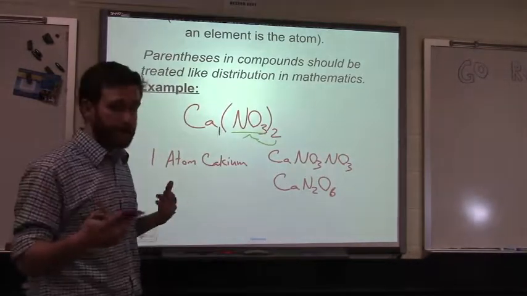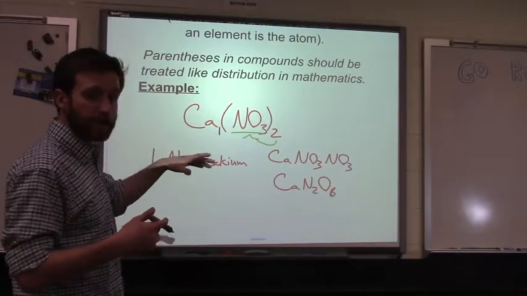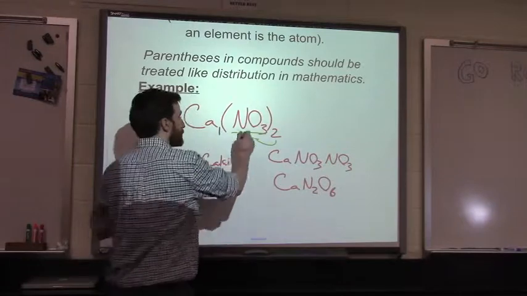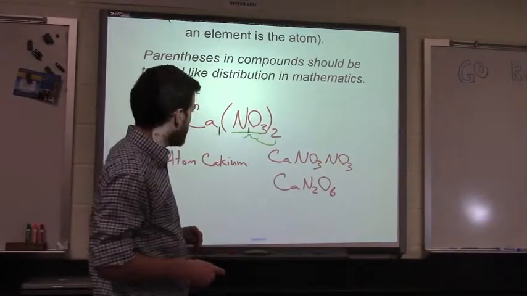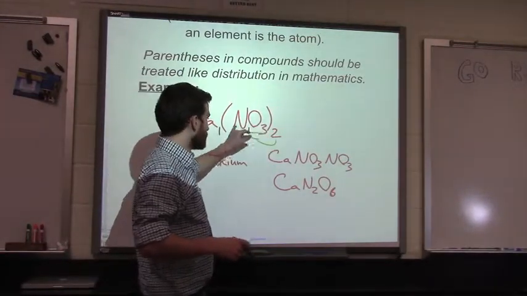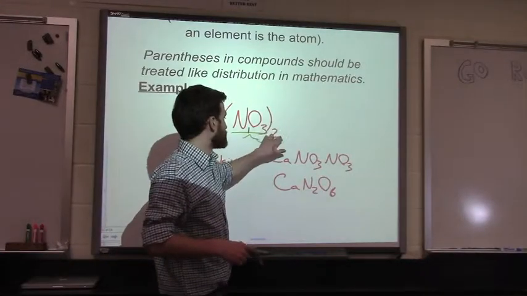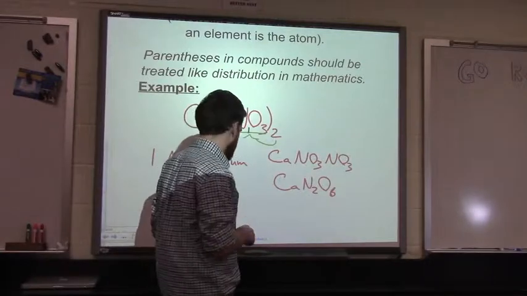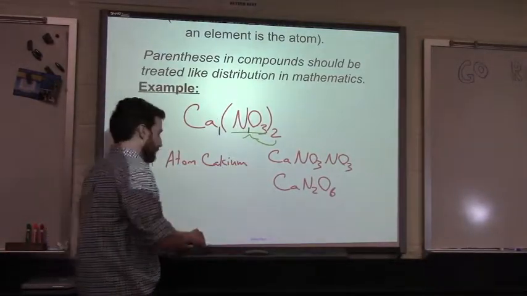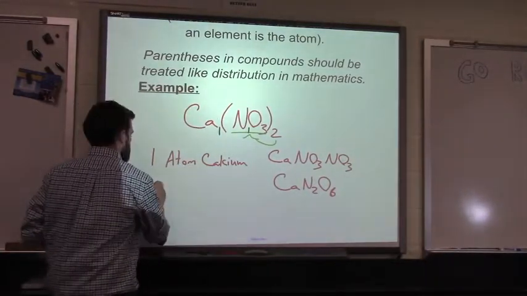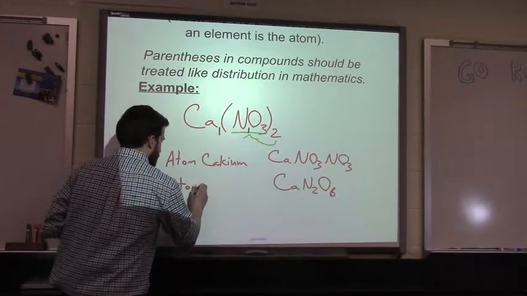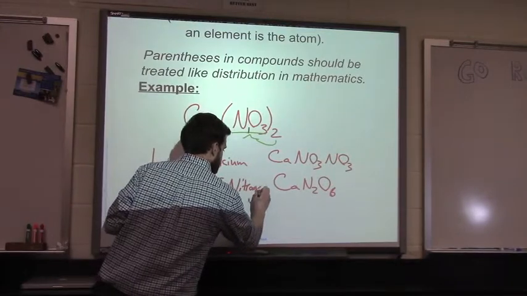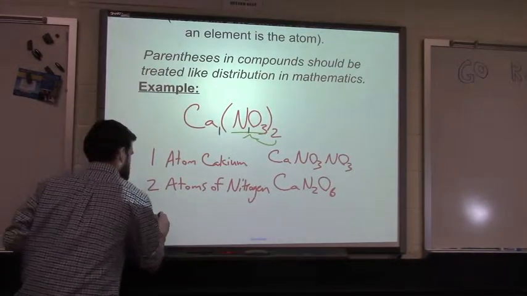Another way you could think of this is, like I was saying before, use the distributive property of multiplication. Assume you're 1 after nitrogen, and know that 1 times 2 is 2 nitrogen atoms. 3 times 2 is 6 oxygen atoms, and you arrive at the same answer in the end. So I have 1 atom of calcium. In total, I have 2 atoms of nitrogen, and I have 6 atoms of oxygen.